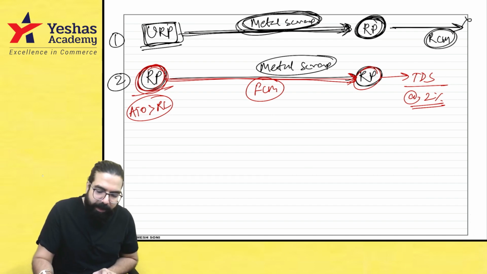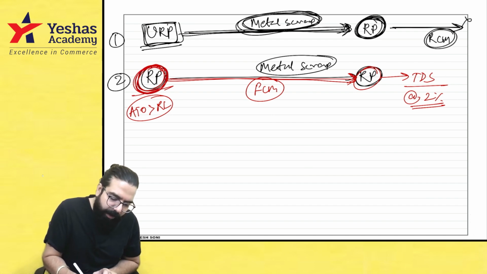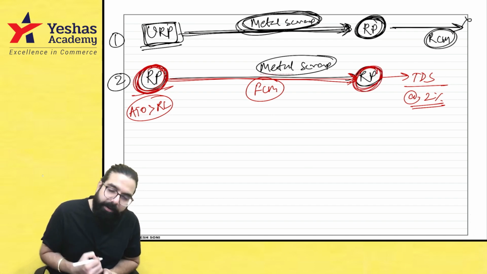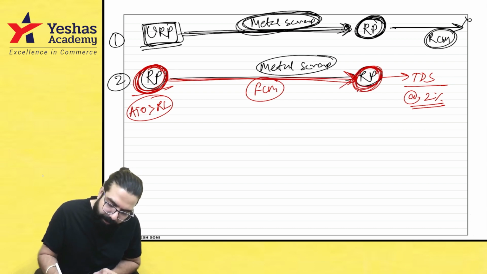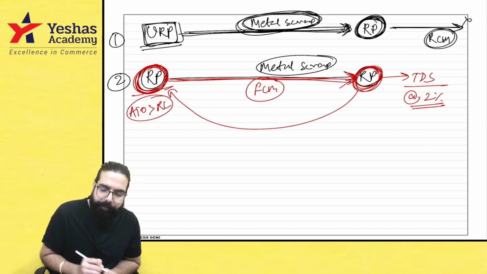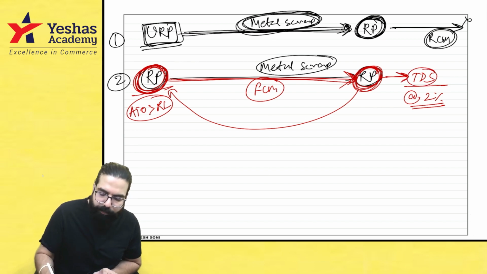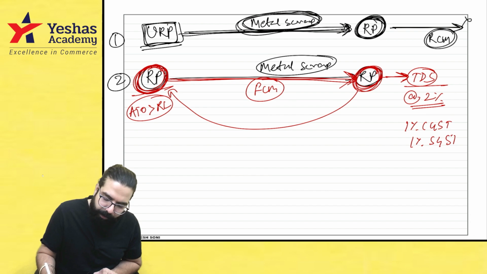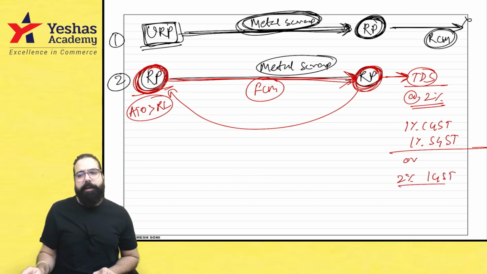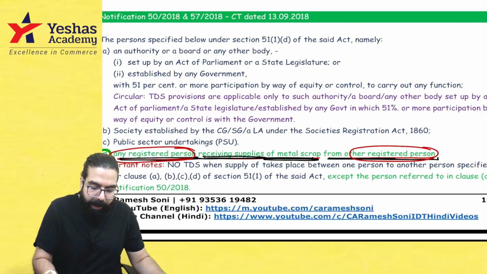But what they are trying to tell over here is, whenever one registered person is there and another registered person is there, if this person is supplying metal scrap, then the other registered person, when he is making the payment, will have to deduct TDS at the rate of 2%: 1% CGST, 1% SGST, or 2% IGST. Is this point clear to all? People, you have to tell me, are we all clear with this point?